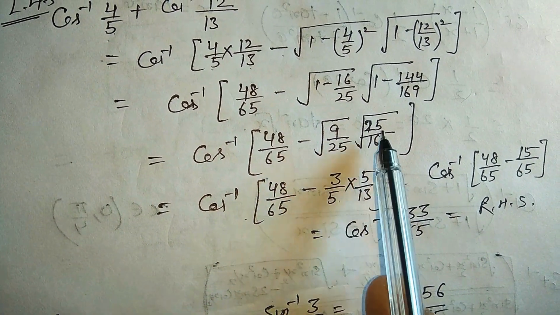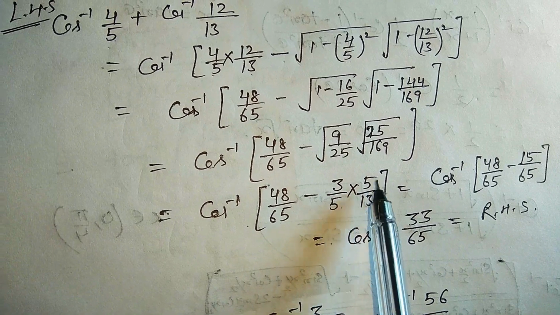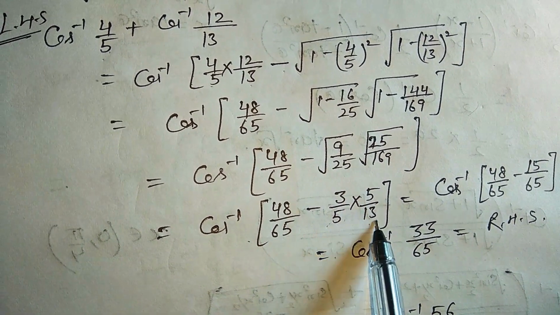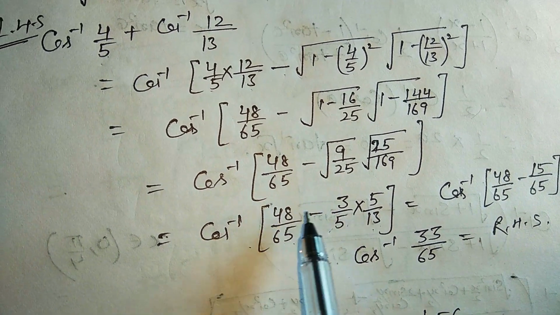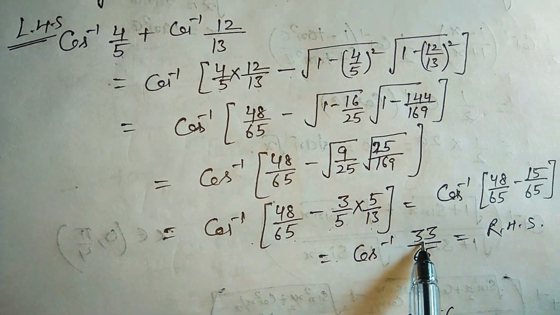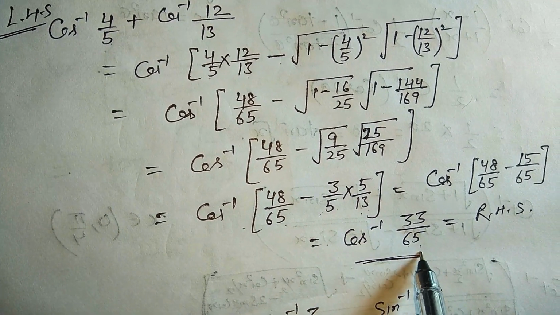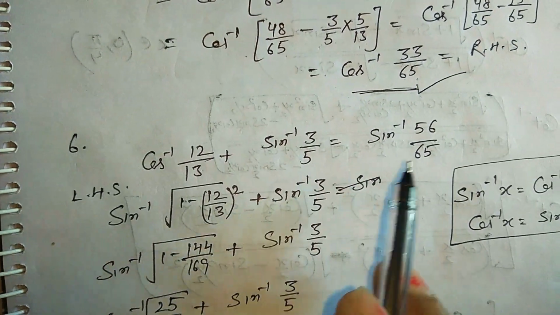This is 3 by 5. This is 5 by 13. 5 cancels with 5. Or you can take LCM, it is 65. 45 minus 15. So it is 33 by 65. So the answer is cos inverse 33 by 65. This is the right hand side, hence proved.